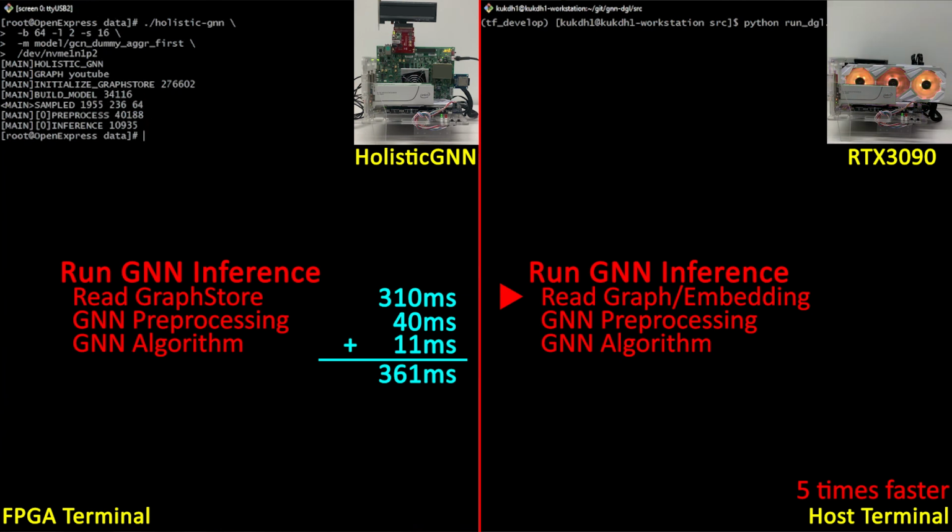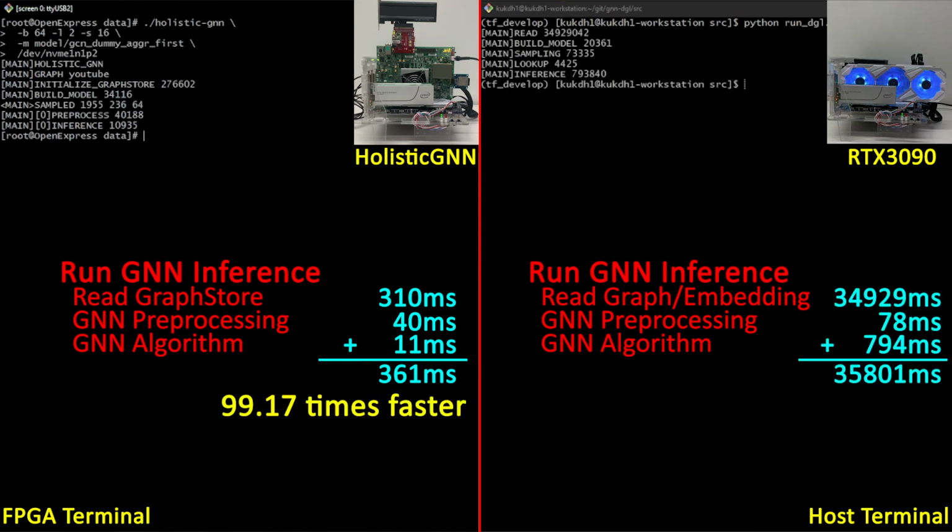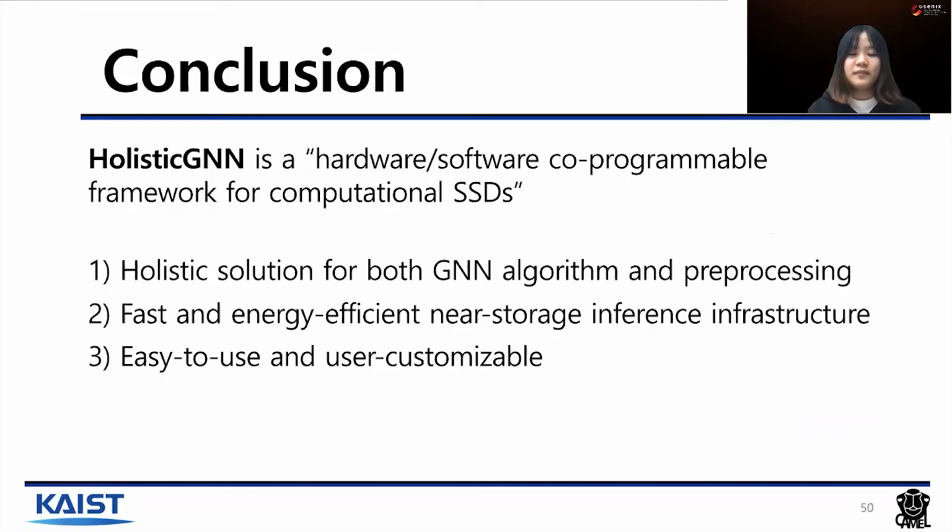Our HolyGNN can achieve 361 milliseconds of end-to-end GNN inference, while the high-performance GPU takes almost 35 seconds to process the end-to-end GNN inference. It means the proposed HolyGNN is almost 100 times faster than the high-performance GPU.